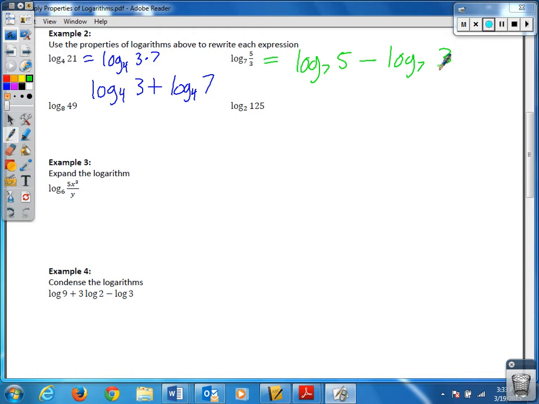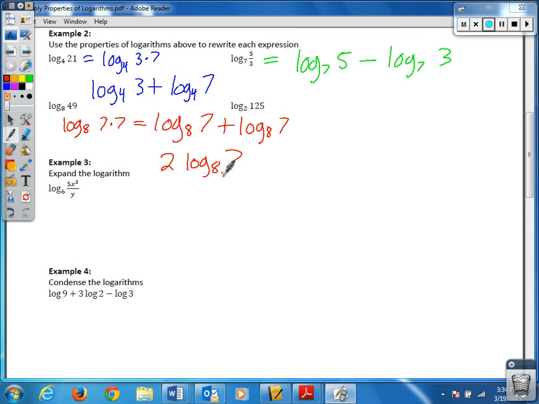Log base 8 of 49. A couple ways we could look at this. One way we could look at this is that this is the log base 8 of 7 times 7. So that's equal to the log base 8 of 7 plus the log base 8 of 7. Well, if you have something plus itself, we can say that's 2 times that thing. So say you have x plus x, that's 2x. Or y plus y is 2y. Or the log base 8 of 7 plus the log base 8 of 7 is 2 times the log base 8 of 7. So that's one way we can get to this simplification.